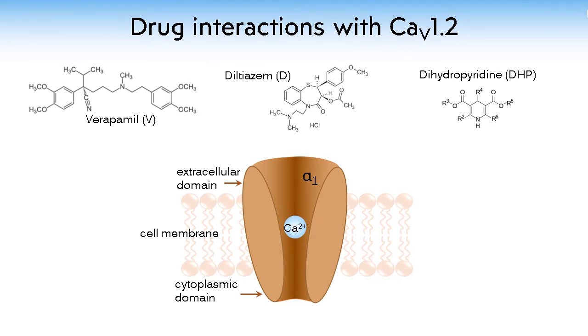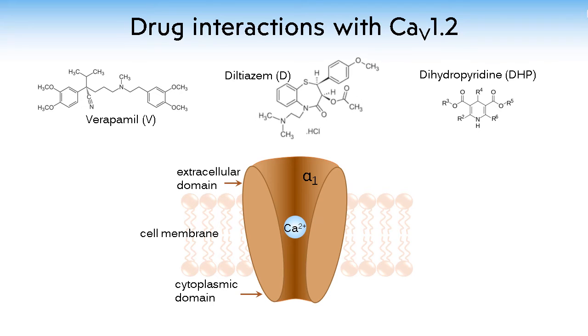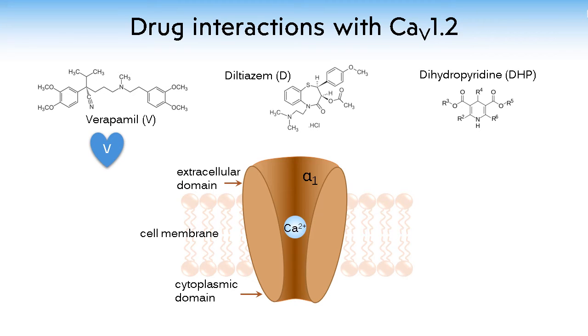These are the structures of verapamil and diltiazem and the general structure of the dihydropyridine group of drugs. They are quite different, so it's not surprising that the three types of drug bind to the alpha-1 subunit at three distinct sites. This symbol represents the heart-selective drug verapamil. It binds at a site inside the channel pore and enters it from the cytoplasmic side of the membrane. In this way, it acts as a direct pore blocker, physically impeding the passage of calcium ions through the pore.